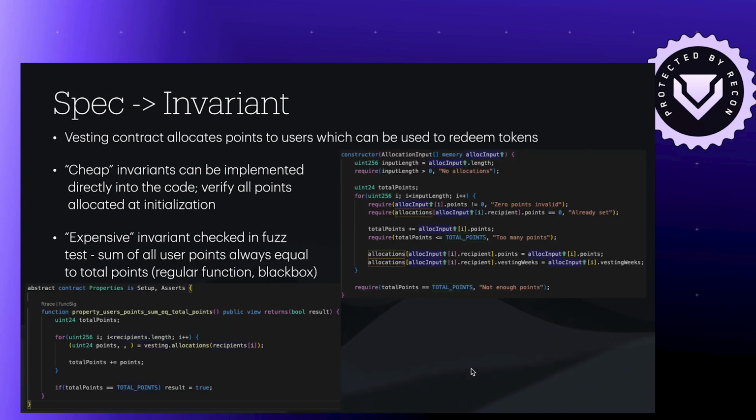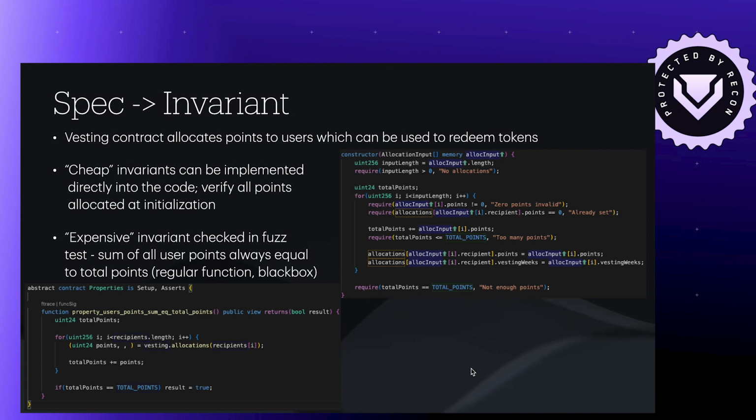Here's the next one. So here we've got a vesting contract that allocates points to users, which can be used to redeem tokens. Oh, and by the way, I didn't show you the Certora solution for that one because it's too big to put on the screen, but Certora can solve it as well.